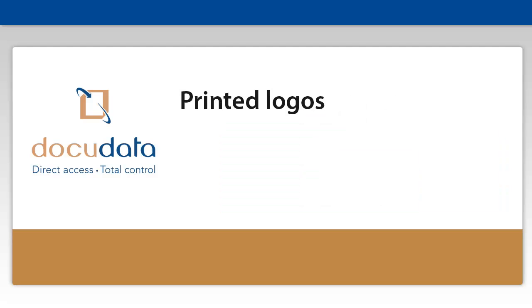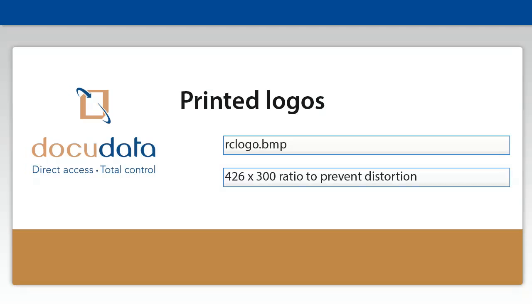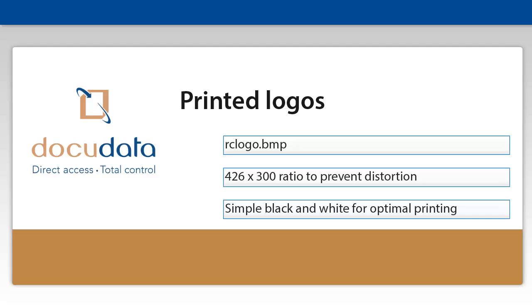Let's start by looking at the logo that is used on delivery slips and invoices. We will name the logo rclogo.bmp and place it in the data folder of your EDC installation. If we wish to prevent our logo from looking stretched or squashed, we should provide a logo with a ratio of 426 wide by 300 high. Simple black and white logos tend to work best. This is especially true if you send invoices by email, which are sent as black and white, or if you wish to print your logo on your thermal labels.